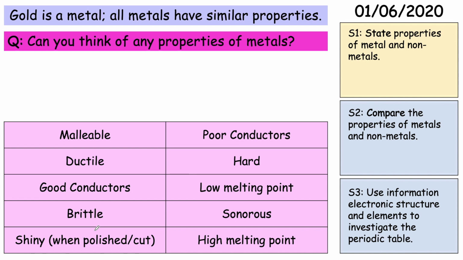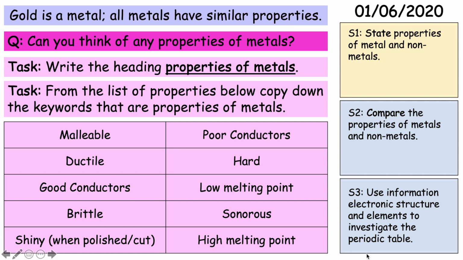Shiny is obviously, you've seen shiny in the picture before. Hard, you've seen that as well, that means it's hard to break. Low melting point, so it doesn't melt when at room temperature, for example. Sonorous means it makes a ringing noise when you hit it, and high melting point is the opposite of low melting point. It means it needs a lot of energy to actually melt, to change it from a solid to a liquid. So pause the video and think about which ones of these are related to metals.